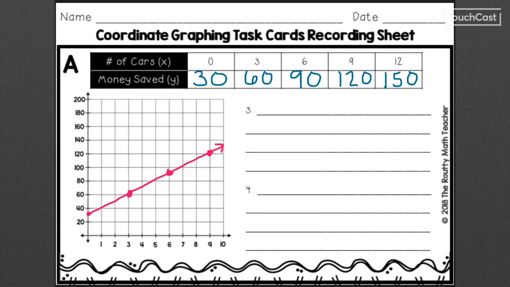Hopefully your line looks just like this, going up in equal increments all the way. You should notice that it's really going up by $10 each time. Again, we started at 30 even before he washed any cars. And then every single car goes up by $10. And I drew an arrow at the end of mine because he could keep washing cars forever. So that number line isn't actually ending. It's going to continue on.